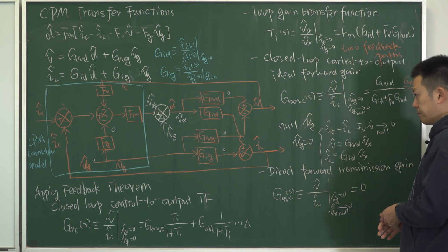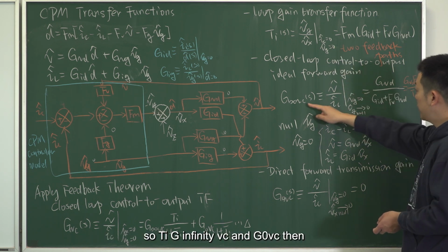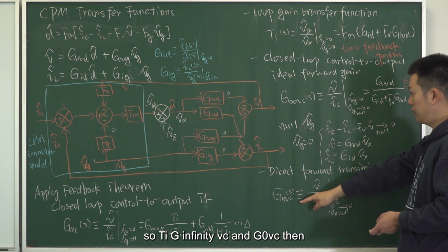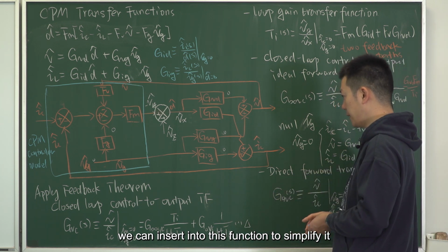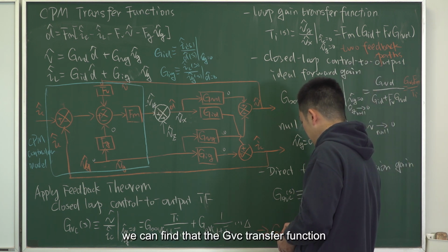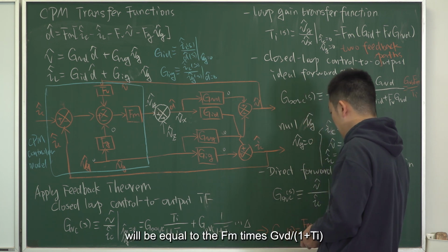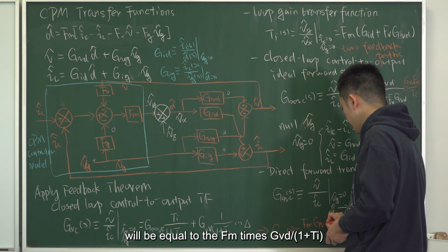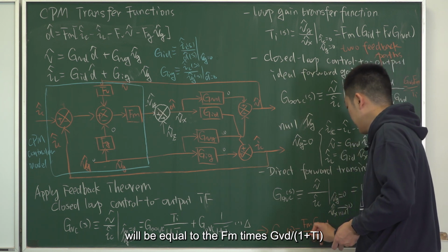So therefore, we have fully derived those three parameters: Ti, G infinity Vc, and G0 Vc. Then we can insert them into this function to simplify it. Basically, we find that the GVC transfer function will be equal to Fm times GVD divided by 1 plus Ti.